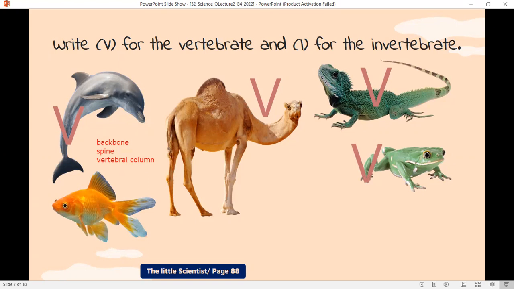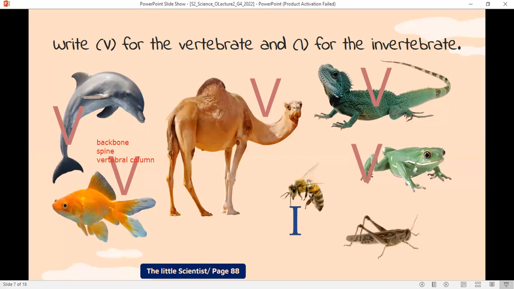A fish. Yes, think of the fish you eat. Don't you see their backbones sometimes? Fish are vertebrates. The bee. Can you smash a bee? Yes, you can. It is an invertebrate with no backbone. The grasshopper too. This is another invertebrate with no backbone.